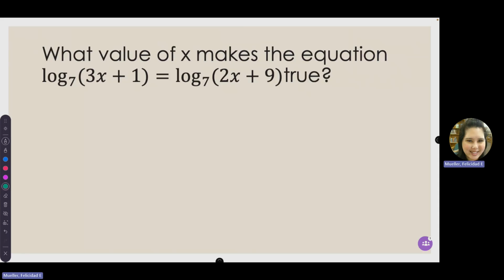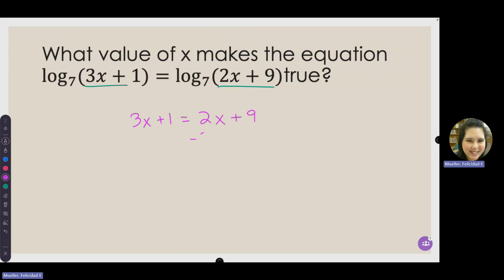Moving on to question 12, and we're almost halfway done. What value of x makes the equation log base 7 of 3x plus 1 equals log base 7 of 2x plus 9 true? So one of the things we're always going to check for is if the bases are the same, it makes everything really nice. They have both base 7, so we're going to set the insides equal to each other. We're going to do 3x plus 1 equals 2x plus 9. And just go ahead and solve for x.